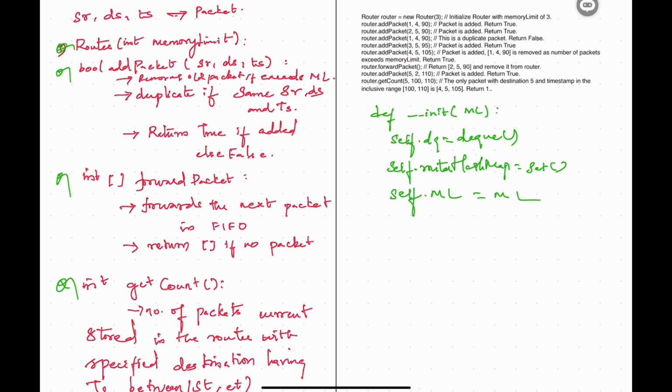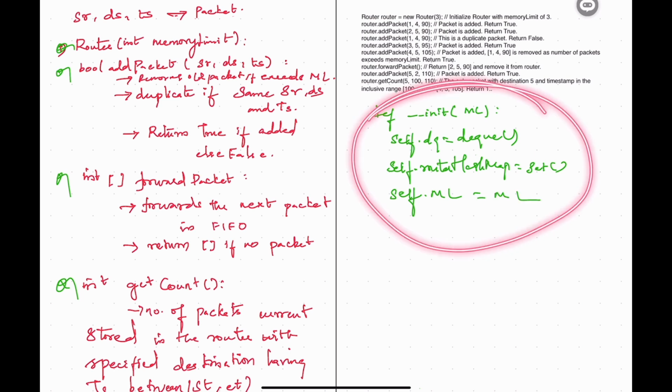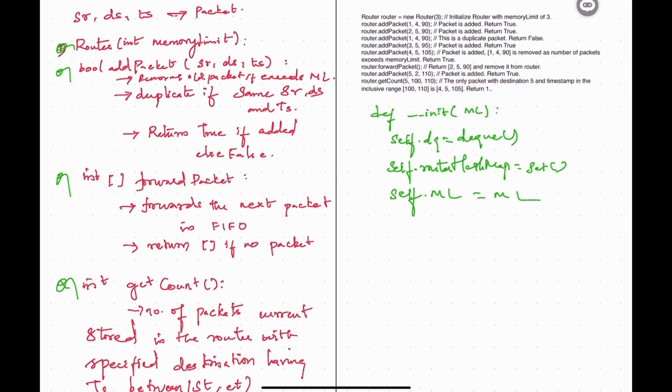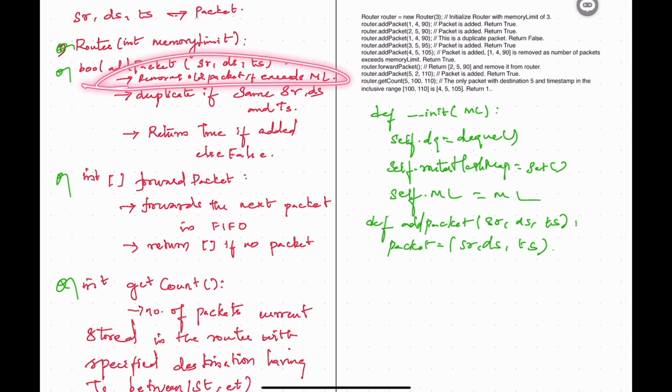These are the three things that we will initialize in the router class. Now we will write def add_packet. Add packet will consist of source, destination, and timestamp, so you will create a tuple of these three. Then we remove the old packet if it exceeds the memory limit.